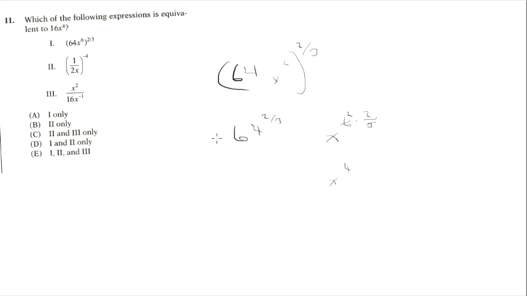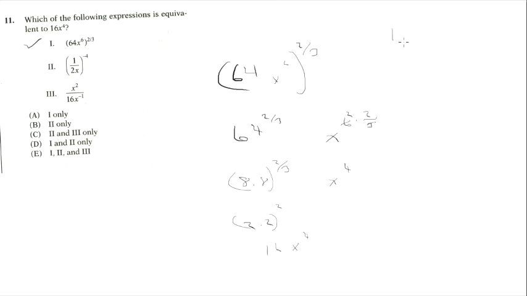Okay, so 64 is 8 times 8, all to the 2/3. This 1/3 power means cube root. The cube root of 8 is 2, so we have 2 times 2 squared, which is going to be 4 times 4 is 16, 16x to the fourth, which is this one. So this one is correct.